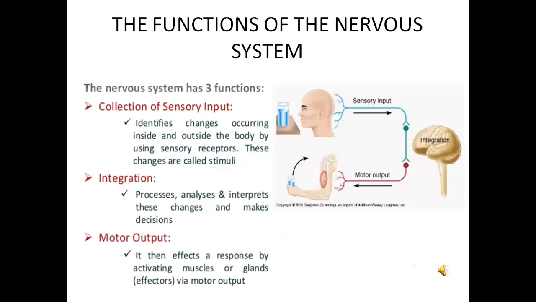The functions of the nerve system. Nerve system has three functions: collection of sensory input, integration, motor output. Collection of sensory input identifies changes occurring inside and outside the body by using sensory receptors. These changes are called stimuli.